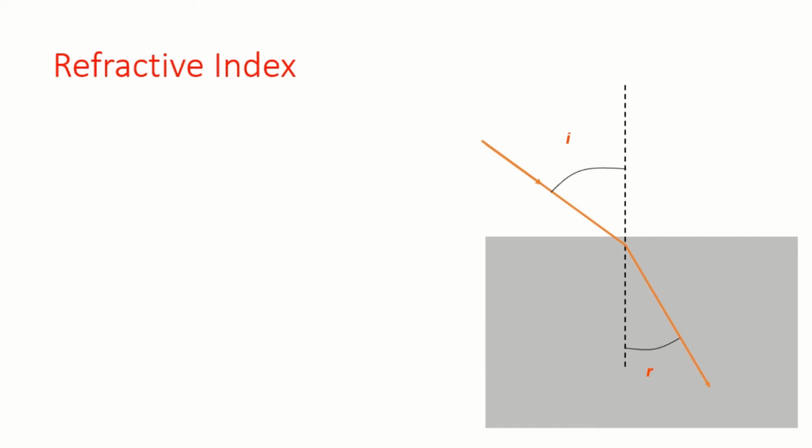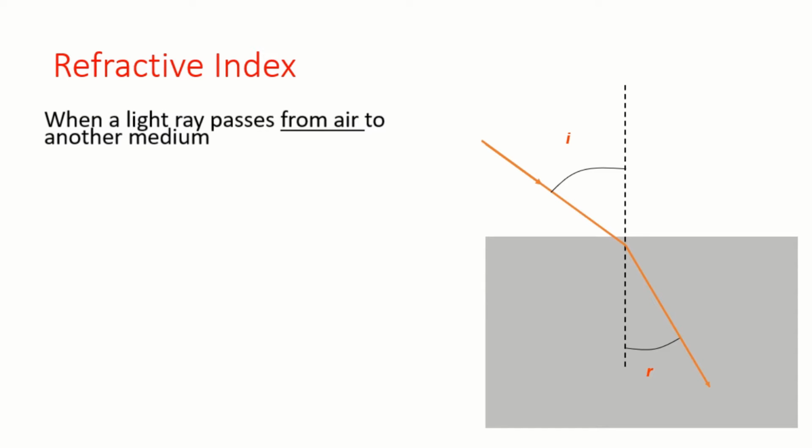So let's start with the idea of refraction. Refraction is simply when we have a ray of light, in this case, which bends, which changes its direction as it travels from one medium to the other. Now in this case, in the picture you can see on the screen, we're traveling from air into another medium, and that's going to be important.